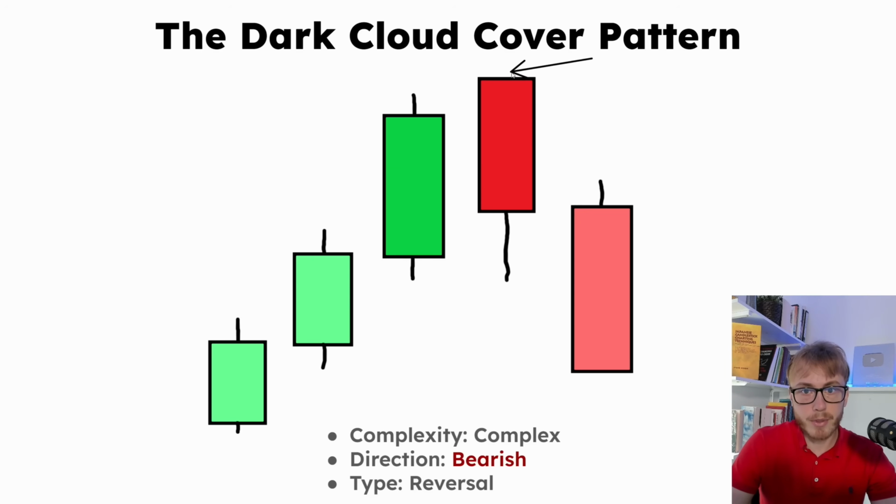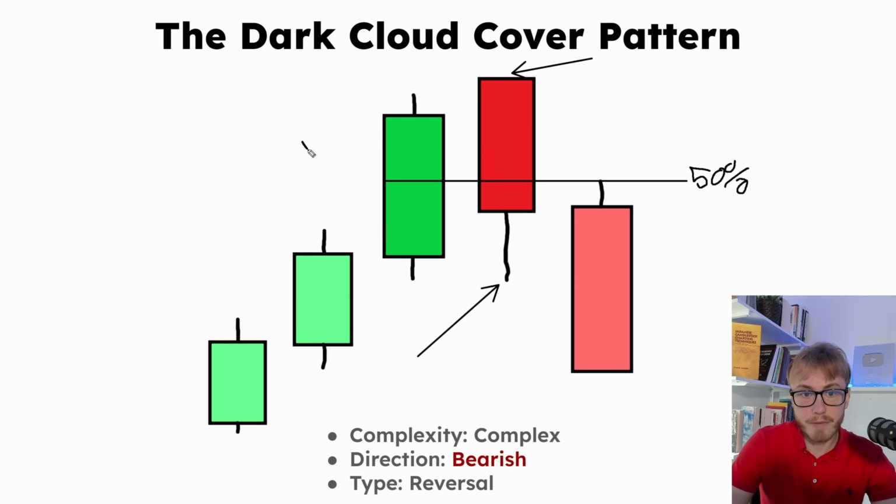And in this example, you can see that we have no upper wick, and this is completely fine, but we have a pretty long lower wick, and that's also completely fine. The wicks of this pattern are not the most important part. The most important part is that the red candle needs to close below this 50% mark of the green candle.